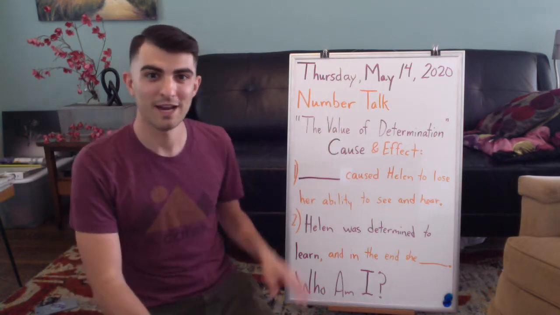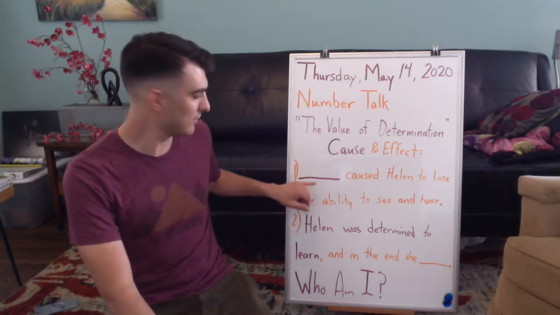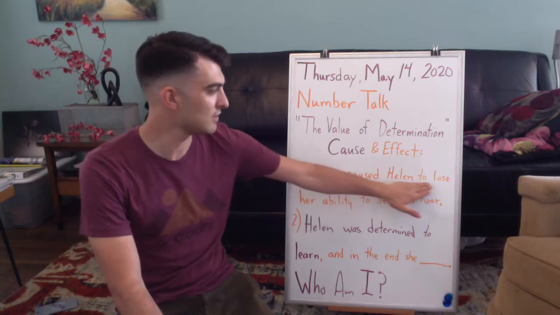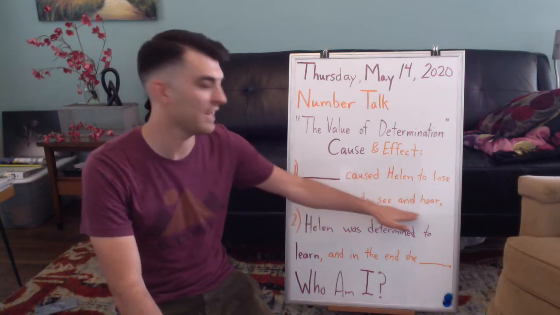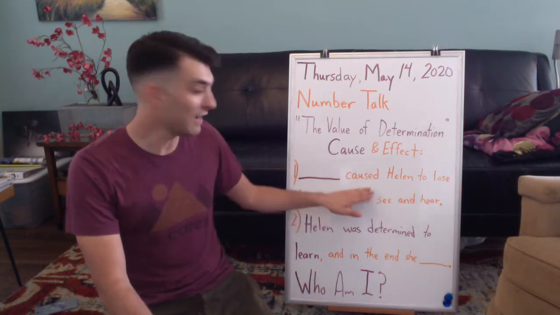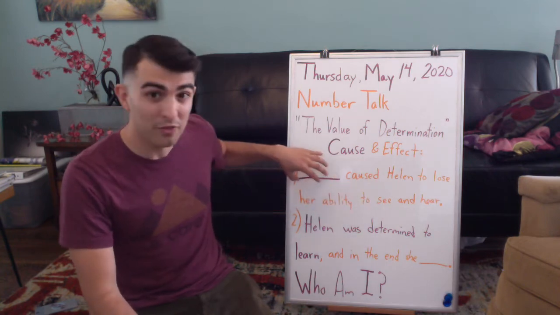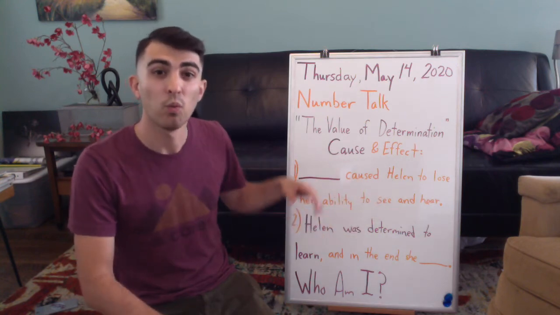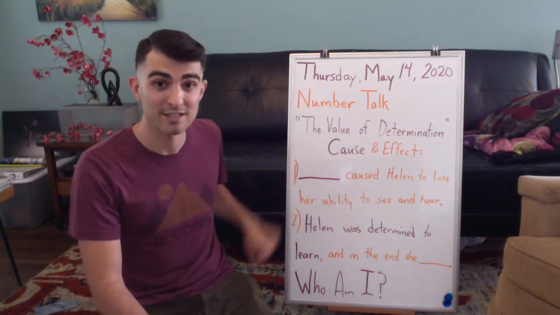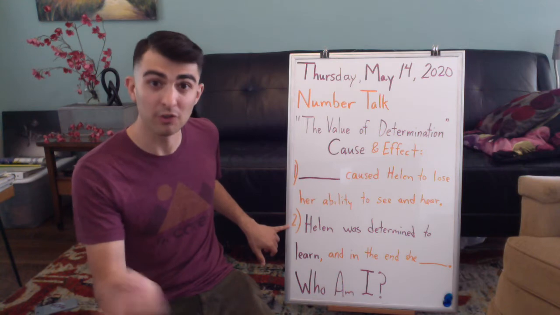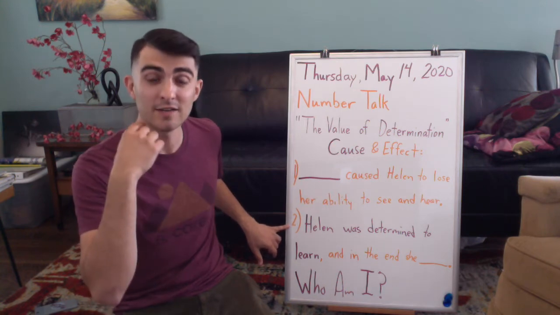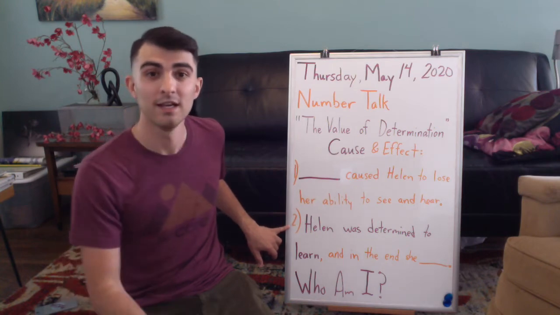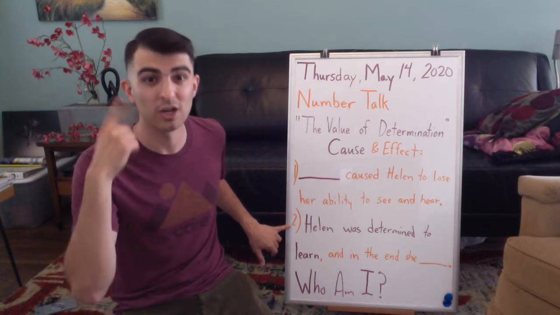All right, so I have two cause and effects for you. Number one, blank caused Helen to lose her ability to see and hear. So we have the effect. Something caused Helen to lose her ability to see and hear. What was the cause of that effect? If you don't recall, you can go back to Monday, and at minute 2, you can re-listen to the story or look at it and recall what caused that effect.